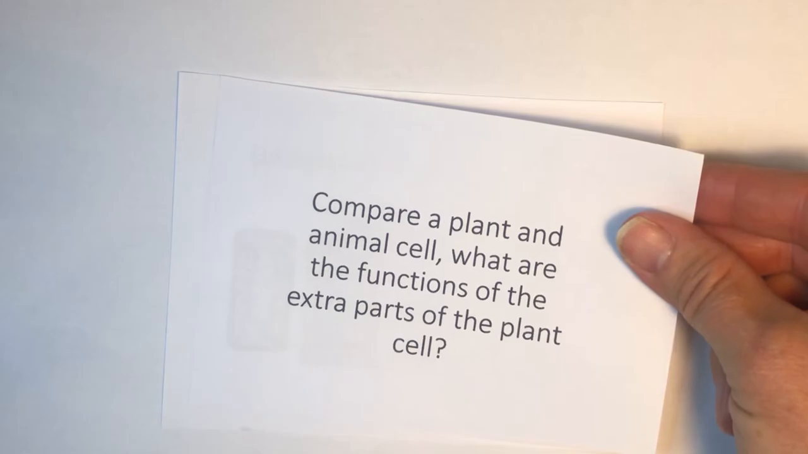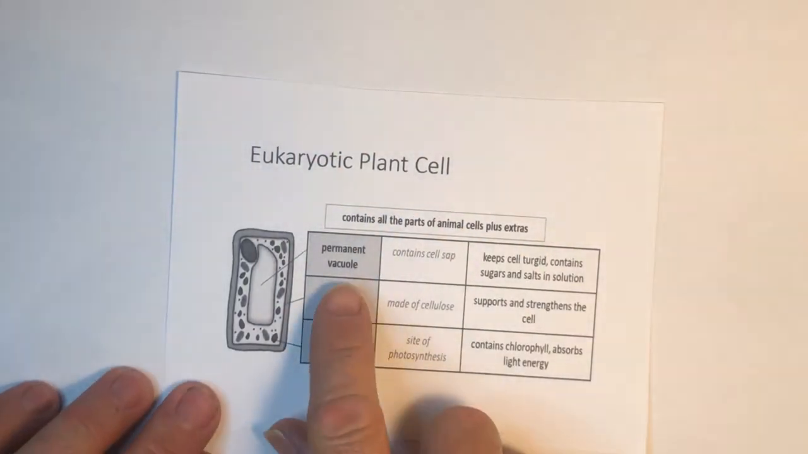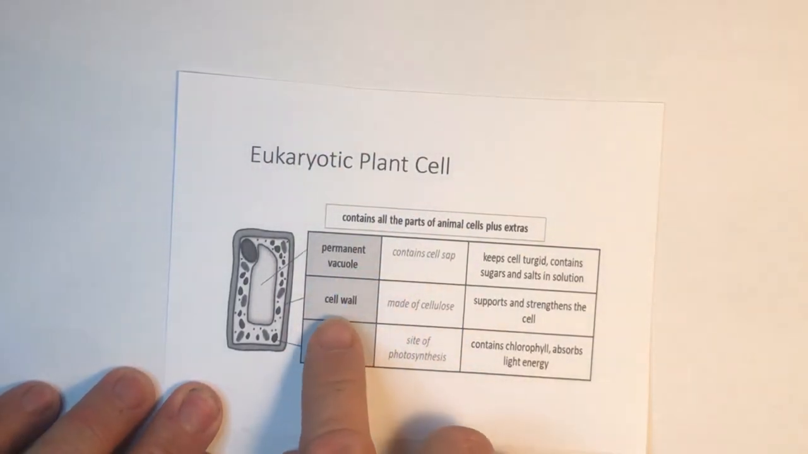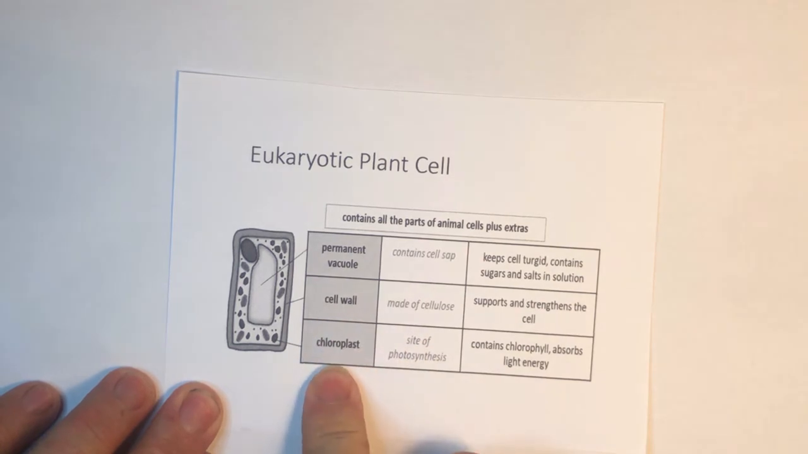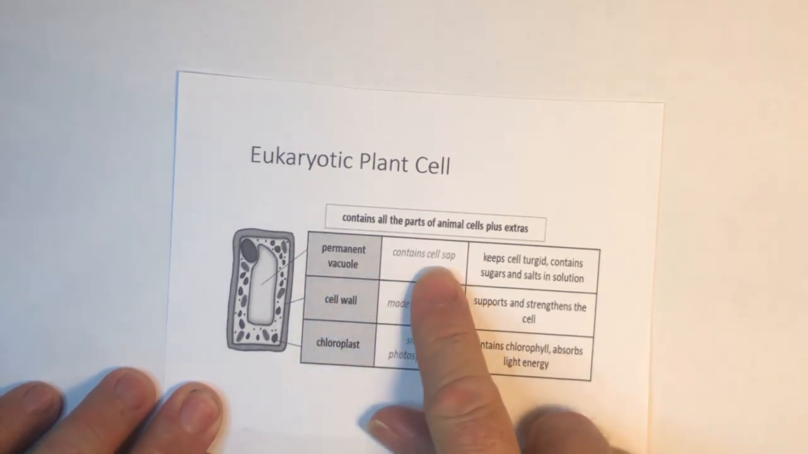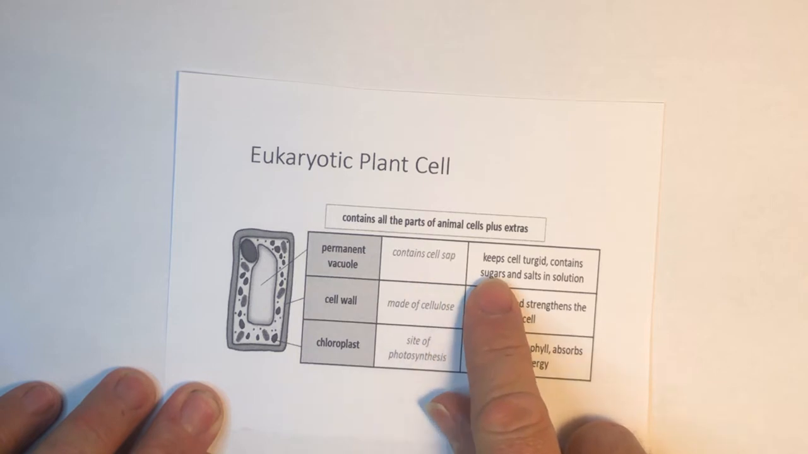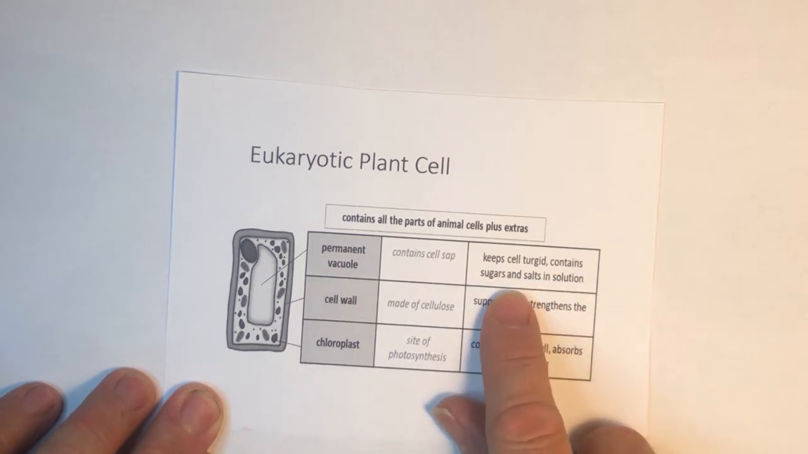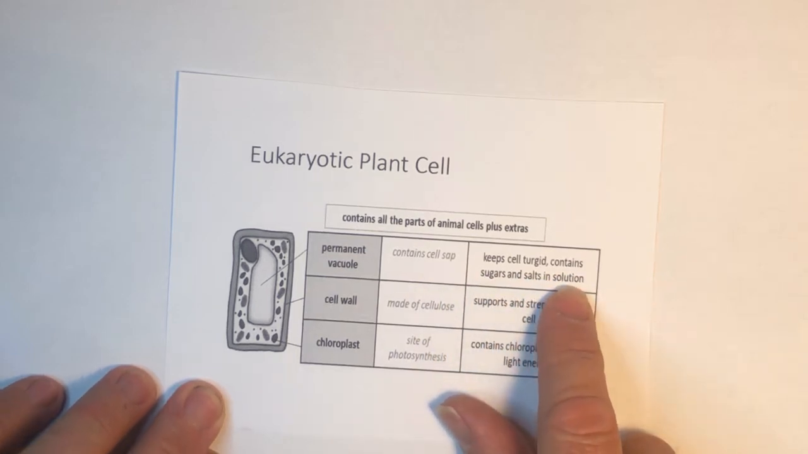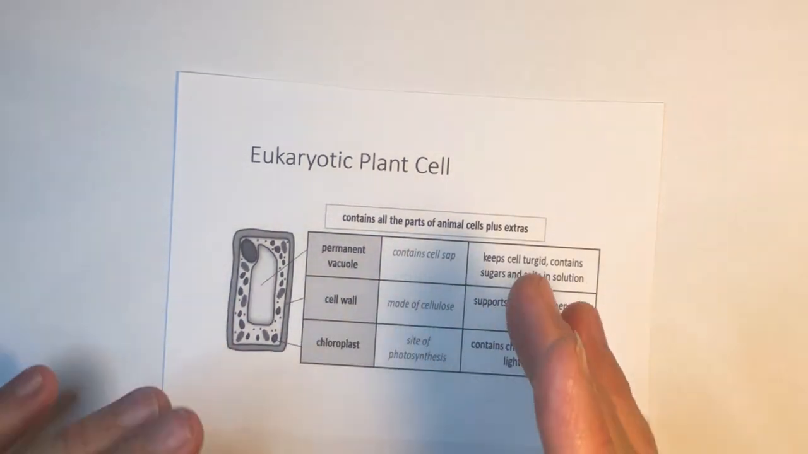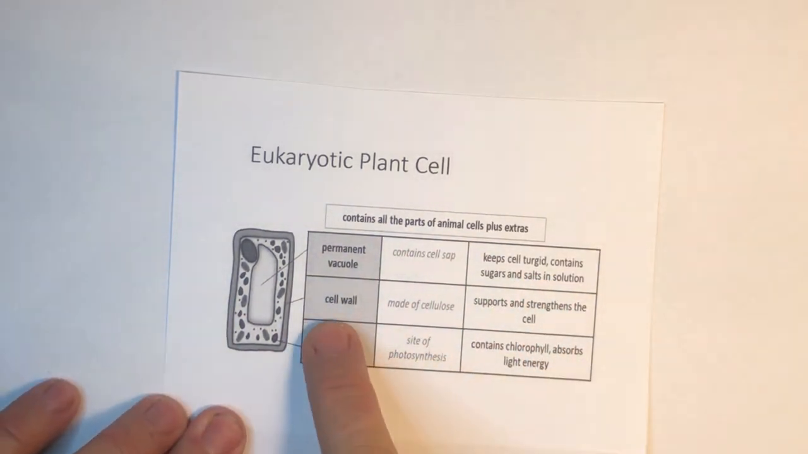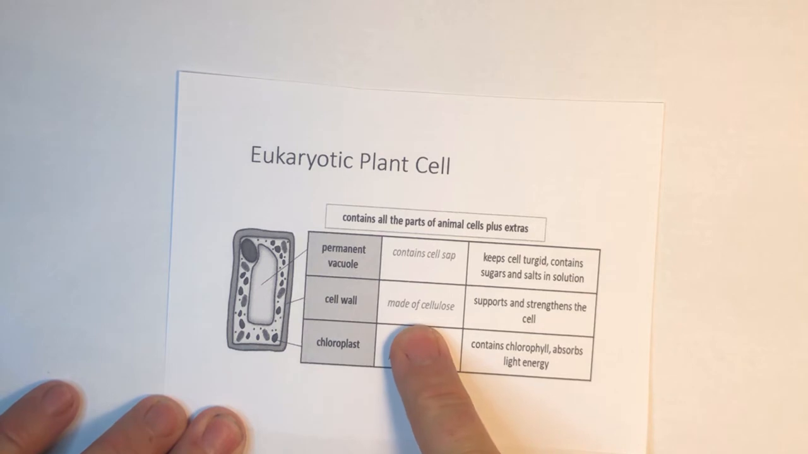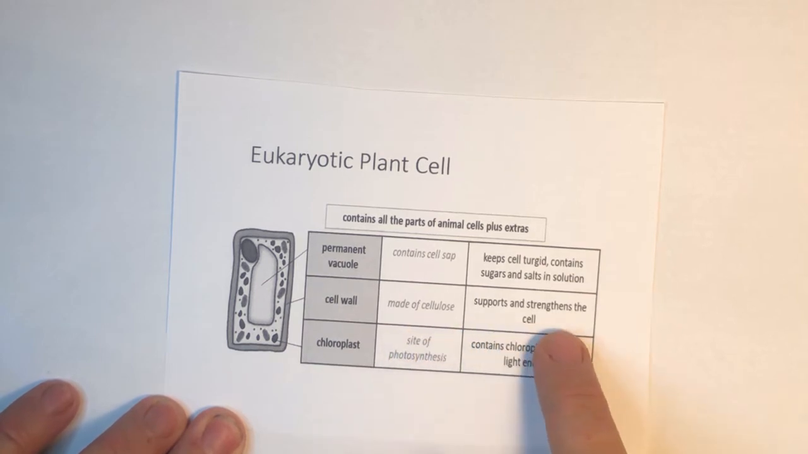What are the functions of the extra parts? Now, the extra parts are your permanent vacuole, your cell wall, and your chloroplasts. The permanent vacuole contains cell sap, and it keeps the cell turgid and contains sugars and salts in solution. Okay, turgid basically means solid, right? It keeps its structure. The cell wall is made of cellulose, and it supports and strengthens the cell.